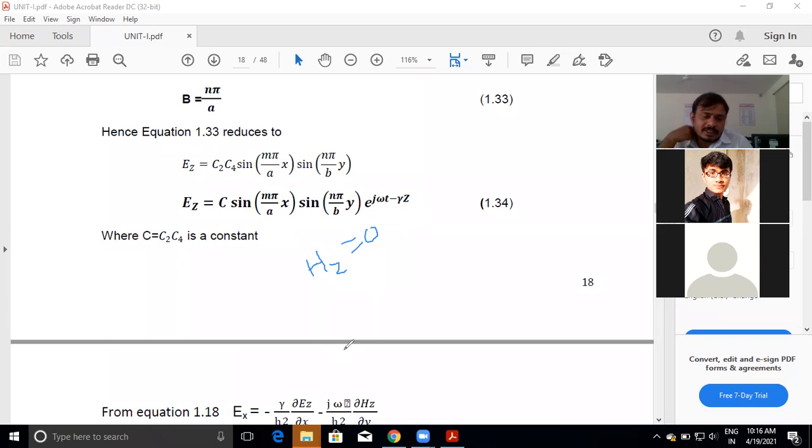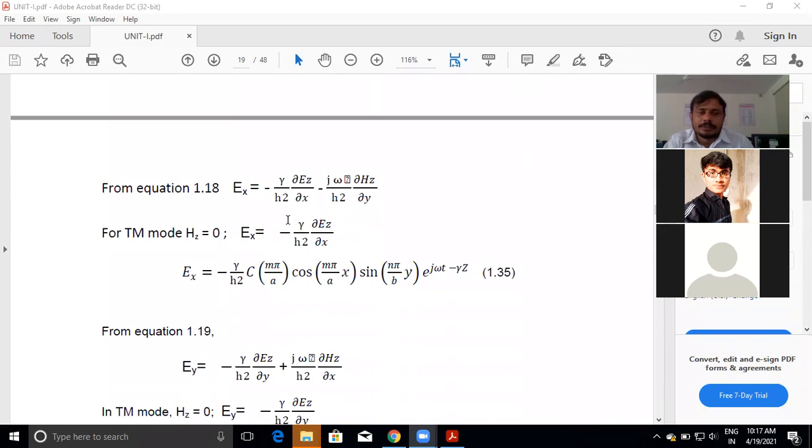So now we can express our remaining four field components, already this is Ez. So the remaining four field components, that is Ex, Ey, Hx, Hy, we can express in terms of Ez and Hz. Already I showed that one. So Ex, Ey, Hx, Hy are in terms of Ez and Hz only. I will show you one thing here. Now see, you can try later.